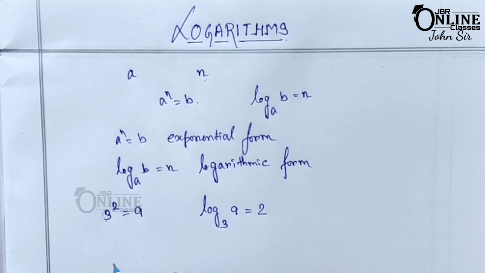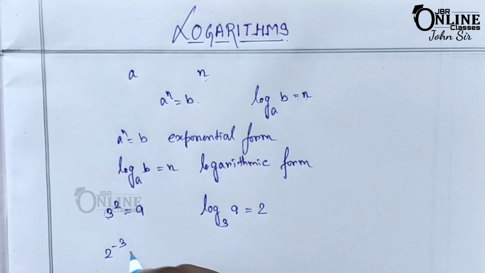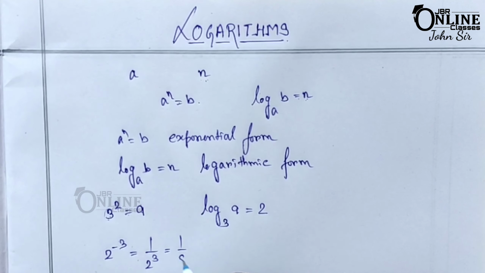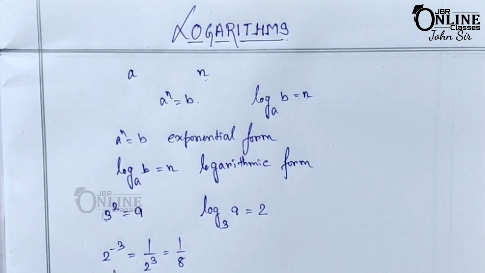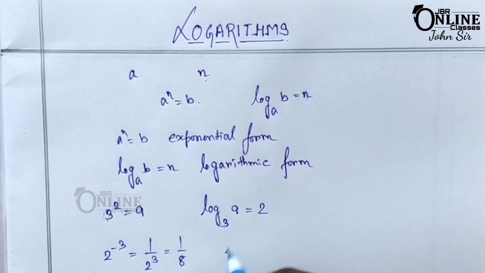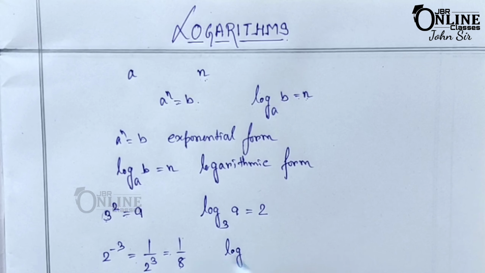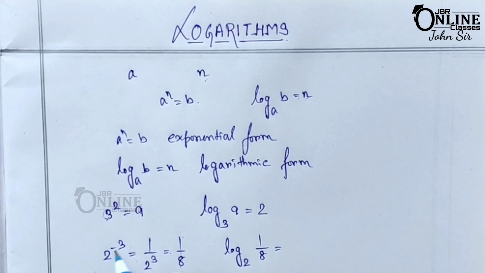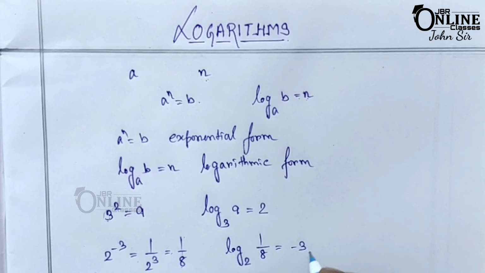Another example, suppose 2 to the power minus 3 equals 1 by 2 to the power 3, you know, and that equals 1 by 8. So that means 2 to the power minus 3 equals 1 by 8. So write down in this way: log, and here 2 as the base, and b is 1 by 8, and that equals minus 3.